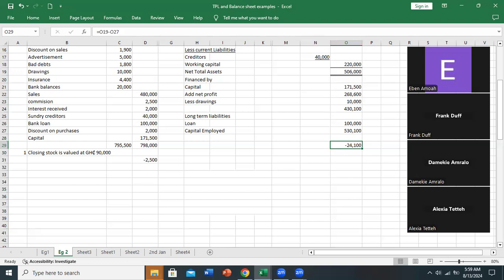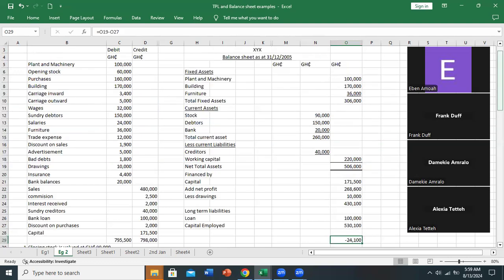So I'll leave it out for you to figure out as an assignment by way of preparing the whole thing over again. Okay, so you prepare your trading profit and loss account and the balance sheet and figure out what is causing the issue. Okay, so dear professors, that will be your assignment.